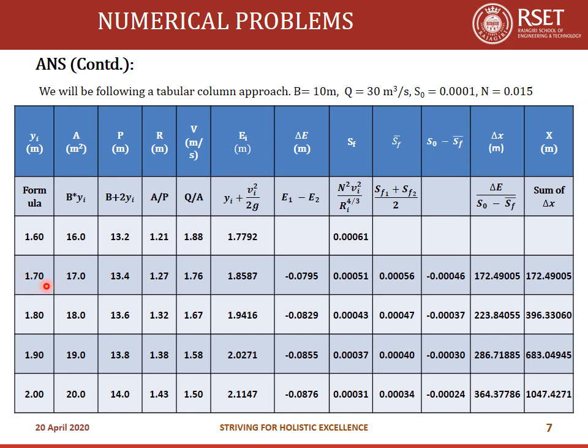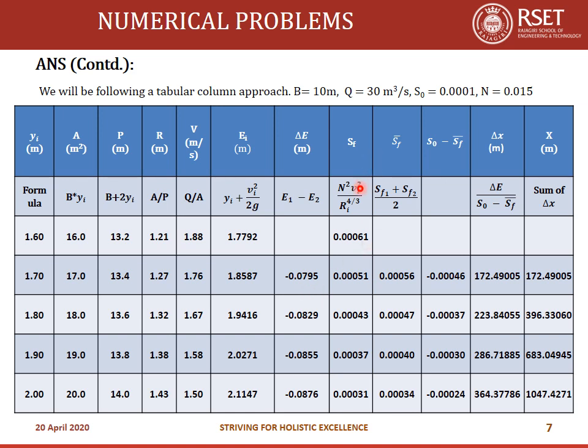So 1.7 corresponds to an area of 17. Perimeter corresponds to 13.4. Hydraulic mean depth is A by P, corresponds to 1.27. Velocity is 30 divided by area, 1.76. And energy is Y2 plus V2 squared by 2G, corresponding to 1.7. So I've got E2 and I've got E1 here. So delta E would be easy to find out, E1 minus E2. So you got minus 0.0795.